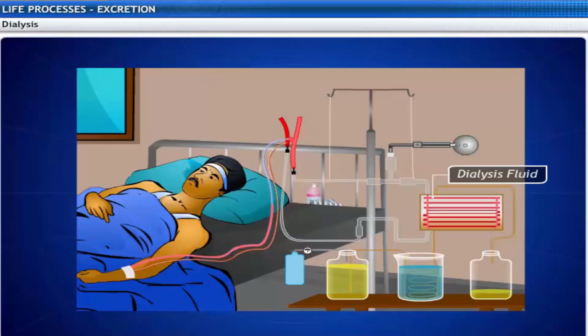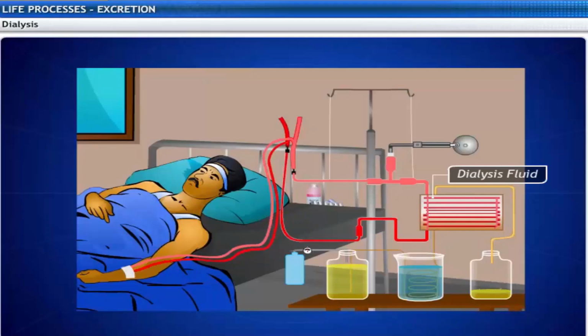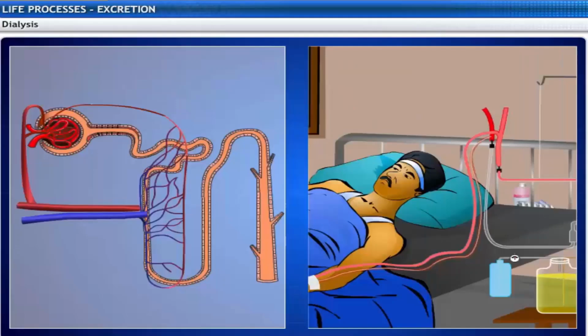The patient's blood is passed through these tubes. During this passage, the waste products from the blood pass into the dialyzing fluid through diffusion. The purified blood is pumped back into the patient. The actions performed here are similar to the functions of a kidney, except that there is no reabsorption.